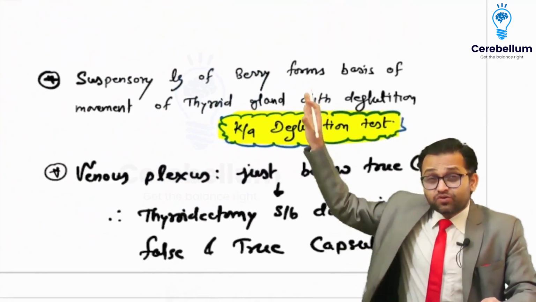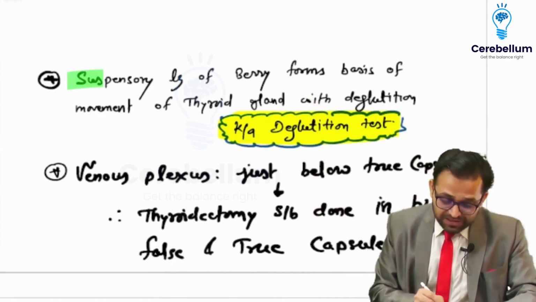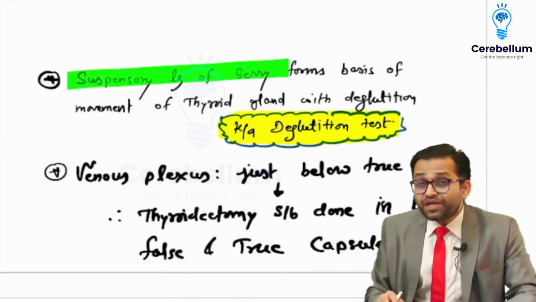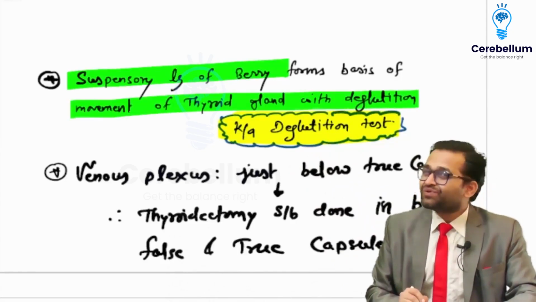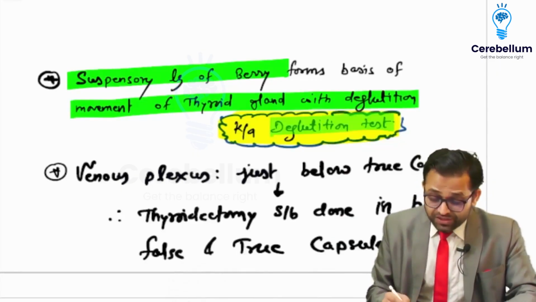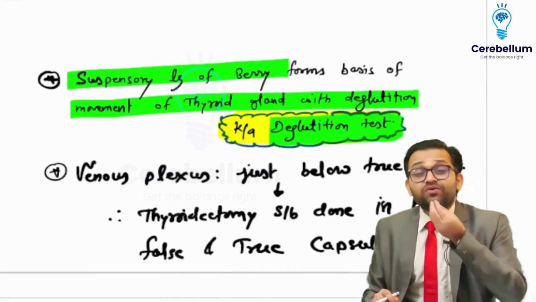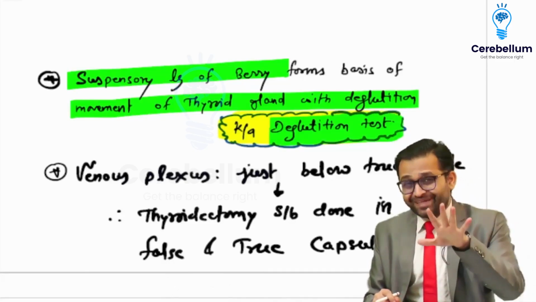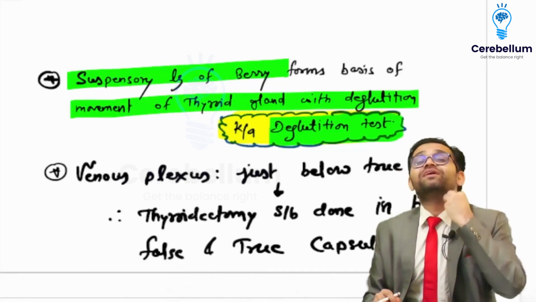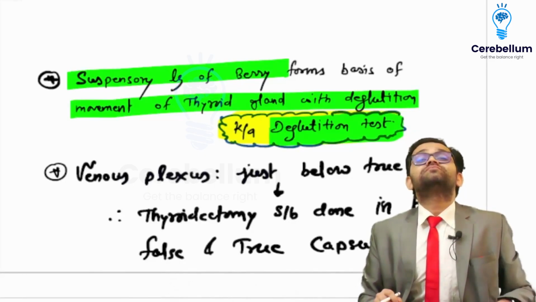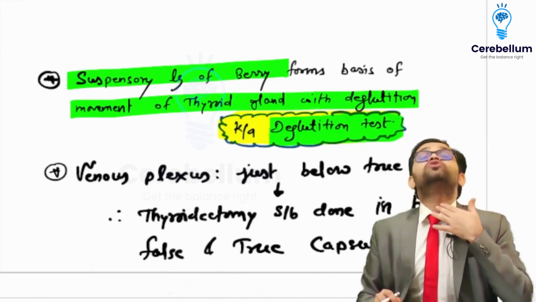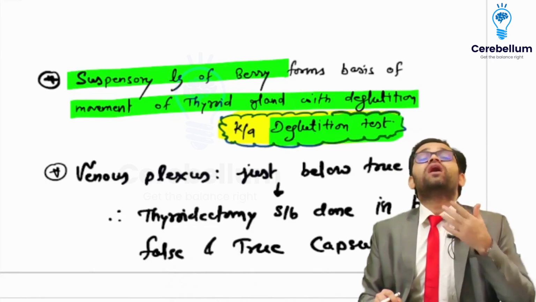Now look at the clinical importance. I had written the notes for all of you. Remember, the suspensory ligament of Berry forms the basis of the movement of the thyroid gland with deglutition, which is our deglutition test. Remember, whenever we are swallowing, ENT and surgery integration, the thyroid gland is also moving. You will ask the patient to extend the neck and then ask them to swallow.